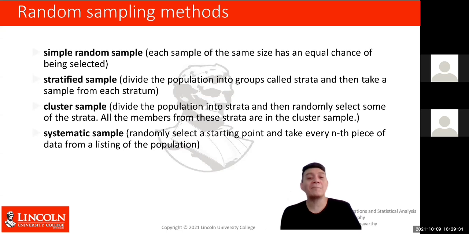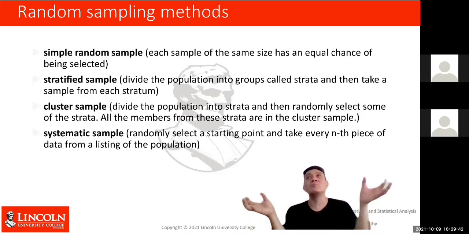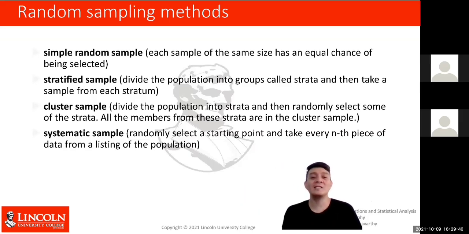Cluster sampling is dividing the population into clusters, for example, age group, gender group male, gender group female, age group young, middle age, old age, the adolescent, adult, late adult, and the geriatrics. Okay, those are the clusters. You cluster them all together. All members of the same strata are in cluster samples.